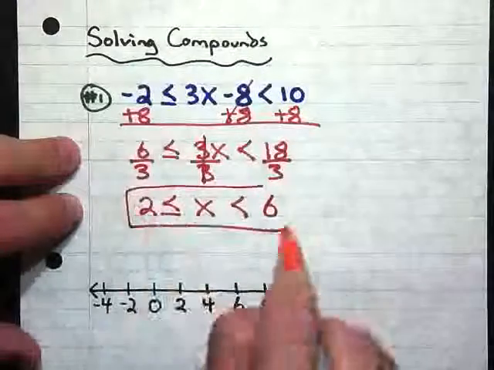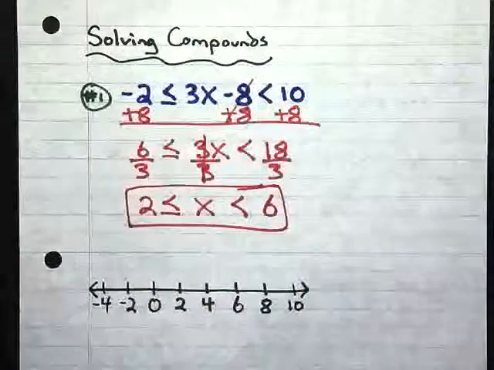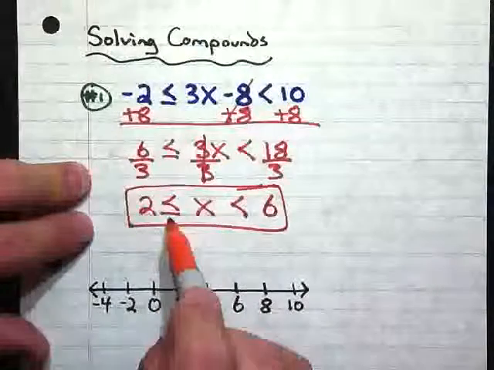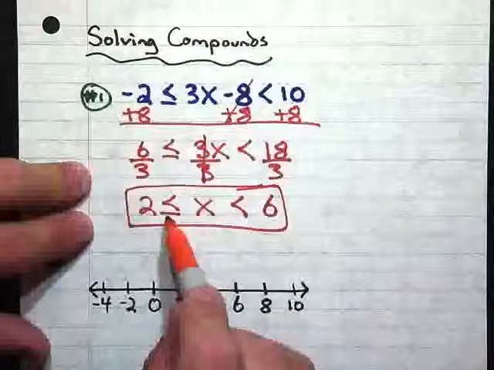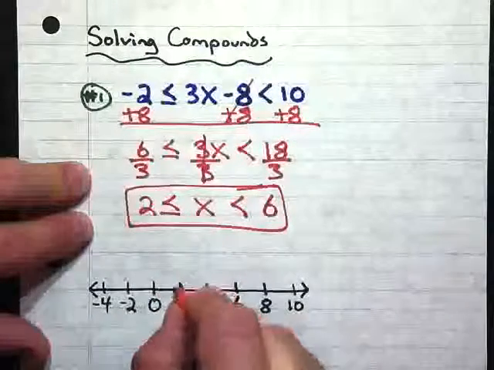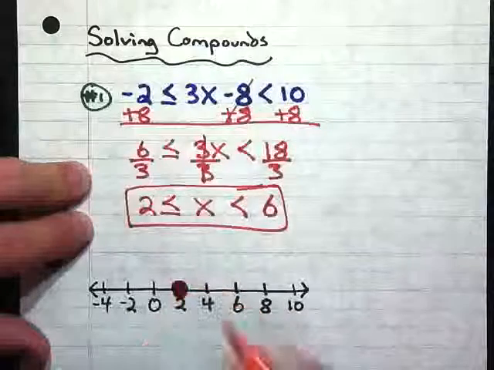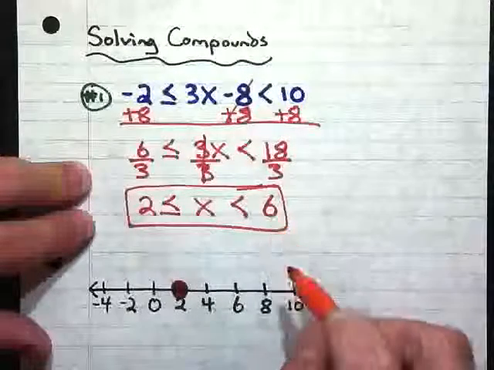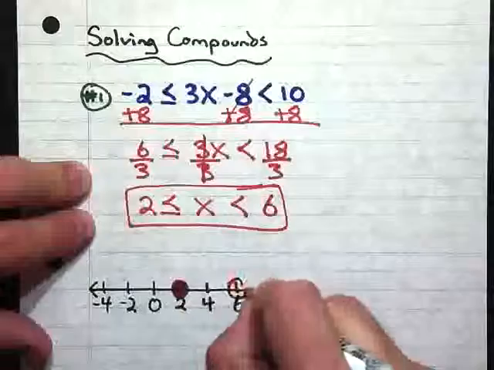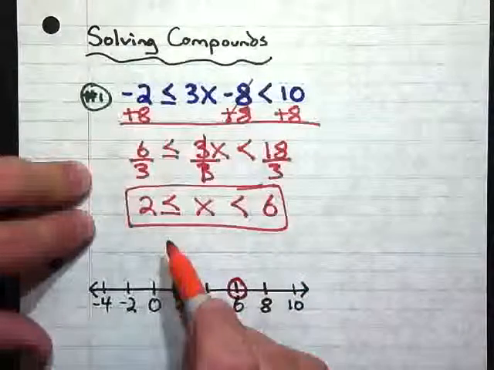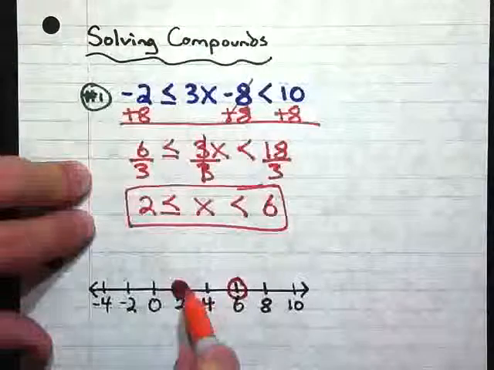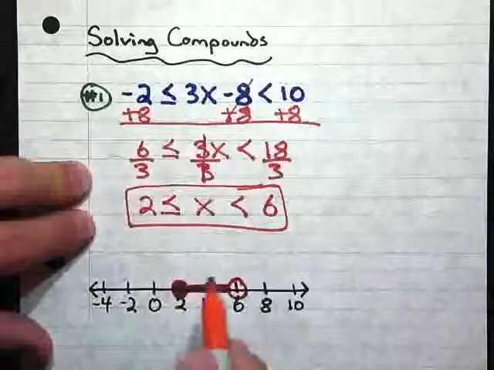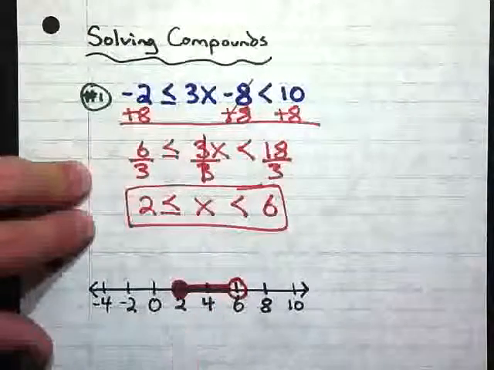So we have our solution, and now we want to graph it. So 2 is less than or equal to x. Because it's less than or equal to, we're going to use a closed circle at 2. And x is less than 6, which means we're going to use an open circle at 6. And because it's an and compound inequality, we know that our solution is in between these two points. So I'm going to draw my line connecting those two, and we have the solution and the graph of the solution.